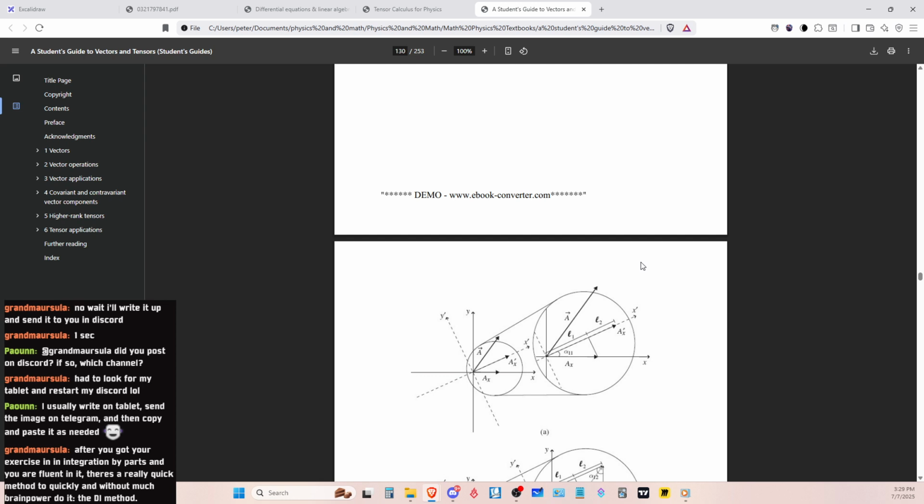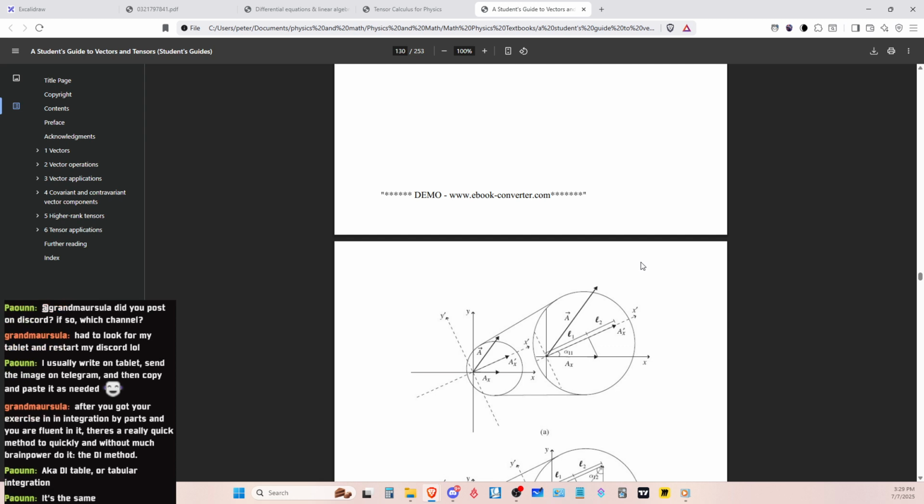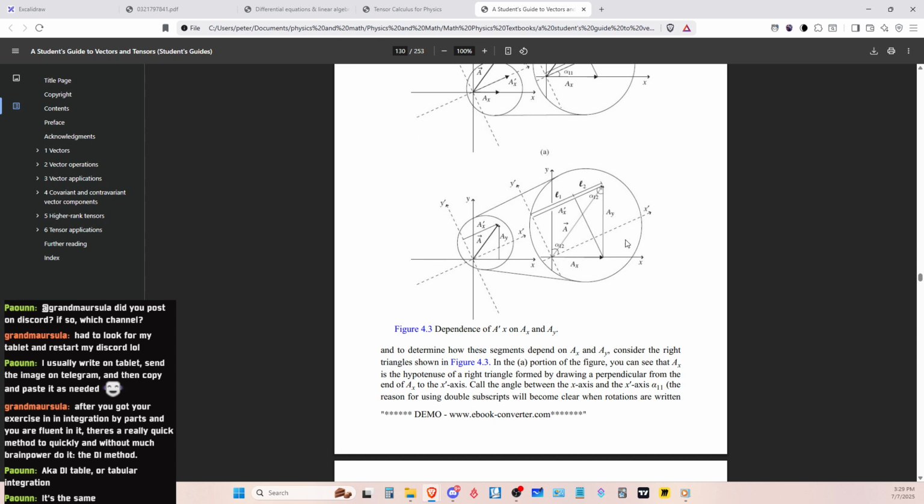Actually, with that problem, when I think about it, we could have done tabular. I just realized that now. We only had one x, so we could have differentiated x and then integrated multiple times. Yeah, that would have been easier, actually. Oops.